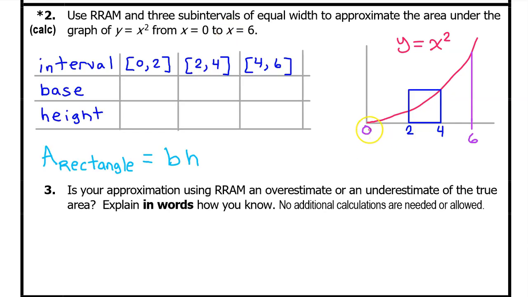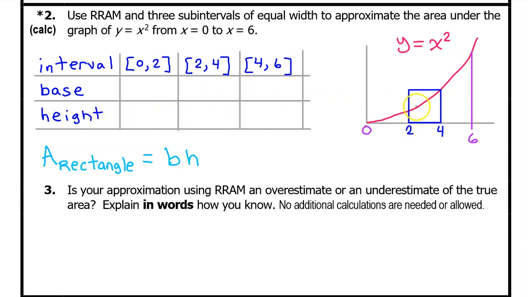If we take the interval from 0 to 6 and divide it into three subintervals of equal width, we get the intervals from 0 to 2, 2 to 4, and 4 to 6. We will find the area of a rectangle in each one of these intervals. The area of a rectangle is base times height. So for my chart, I have a row for the base and a row for the height.